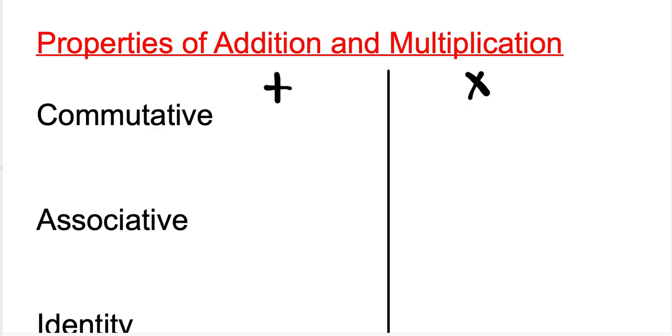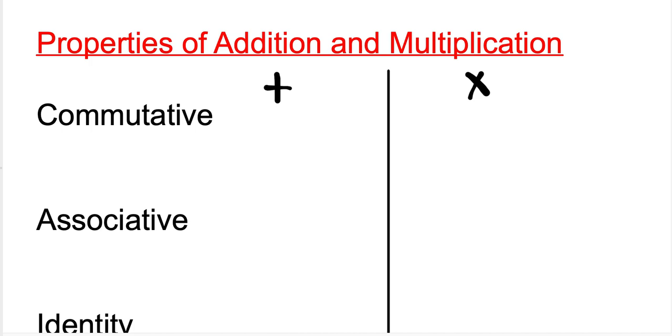Next thing to look at before we go back to the bell ringer will be the properties of addition and multiplication. And these are ones that you should recognize as well. We're just going to kind of review them here quick. So we got commutative, associative, identity, inverse, and distributive property down here.